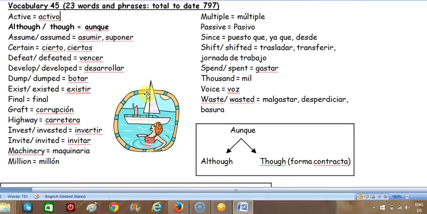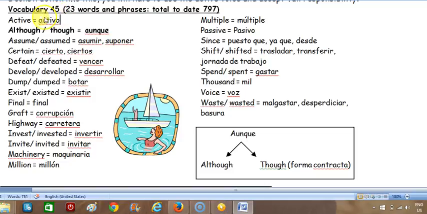All right, vocabulary 45, 23 words and phrases, total to date, 797. Active, active, although, and the word though is the same, so it's not a synonym, it's a contracted form. Okay? All right, great. Assume, assumed, certain, defeat, defeated, develop, developed, and dump, dumped, exist, existed, final, graft, highway.